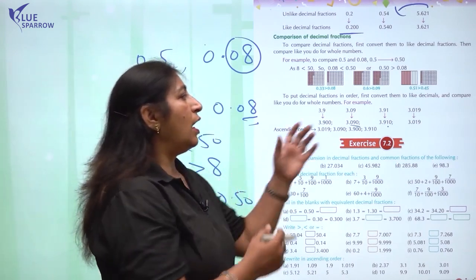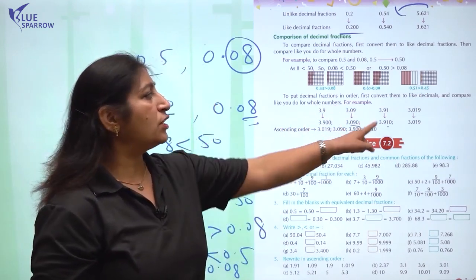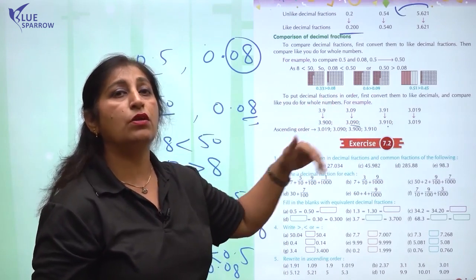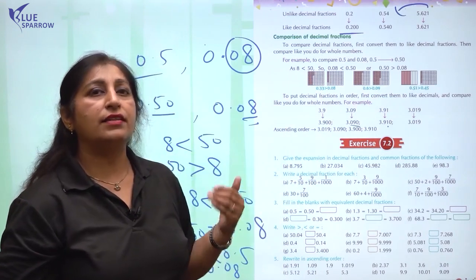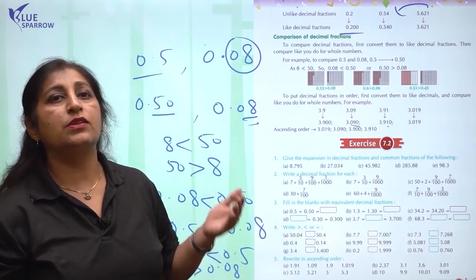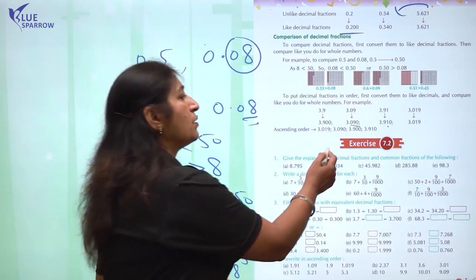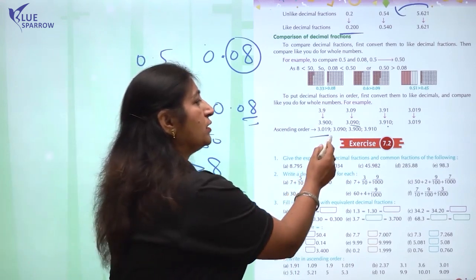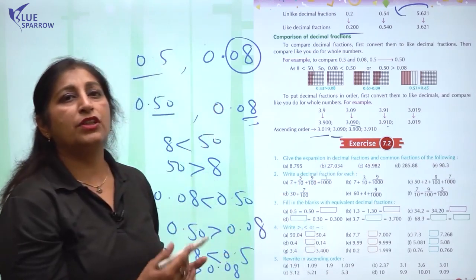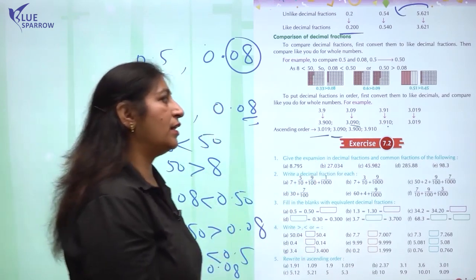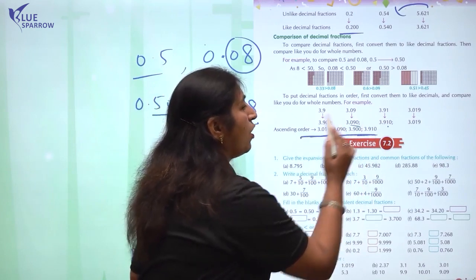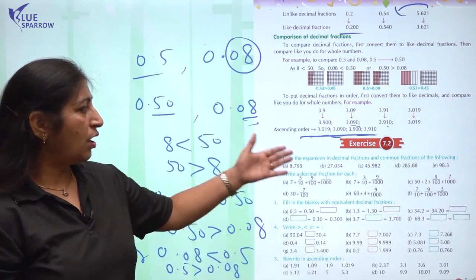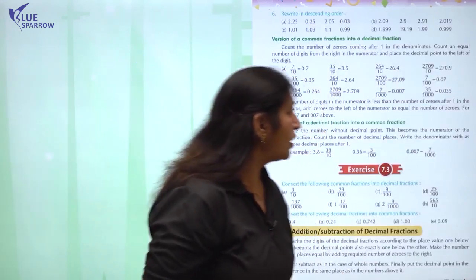Now you know that among all of these numbers, 3.019 is the smallest number. We are arranging these numbers into ascending order, and while writing ascending order, we write the smallest number first, and the smallest number here is 3.019. The number that is bigger than this is 3.090. Then comes the number 3.900 and the biggest number here is 3.910. So this is how we have arranged the given numbers into ascending order. Now you can solve exercise 7.2.